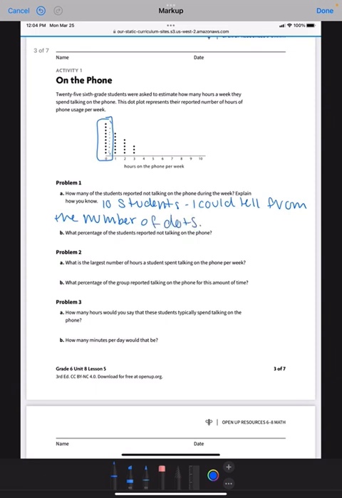B says what percentage of the students reported not talking on the phone. That's where it gets iffy. So how many students do we have in total? We have 25 sixth graders, and 10 of them did not talk on the phone. And we want to know what percent that is of 100.